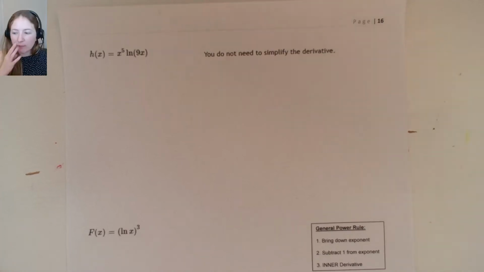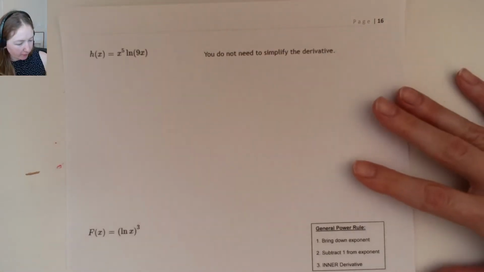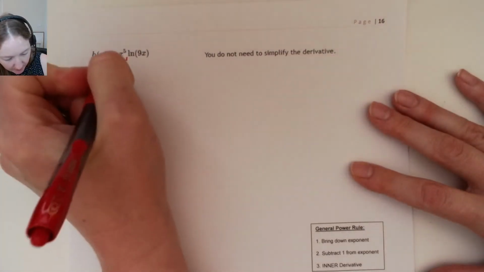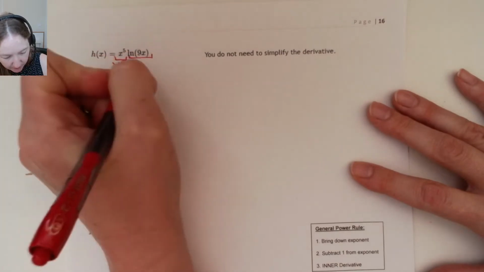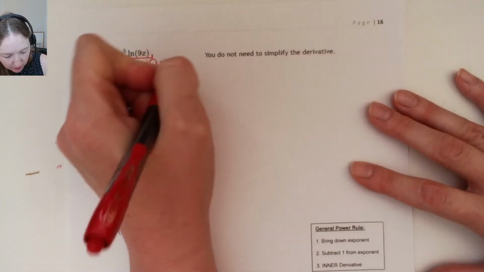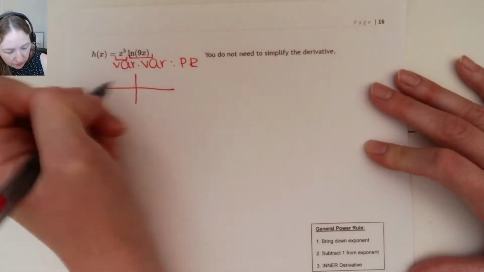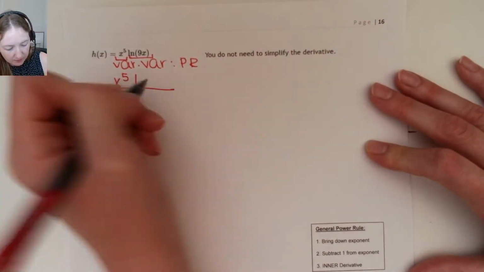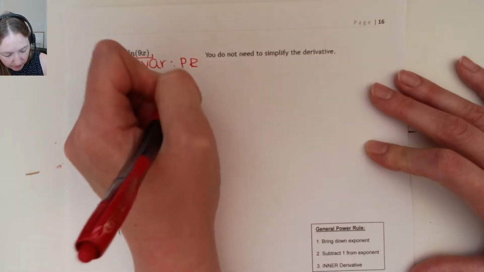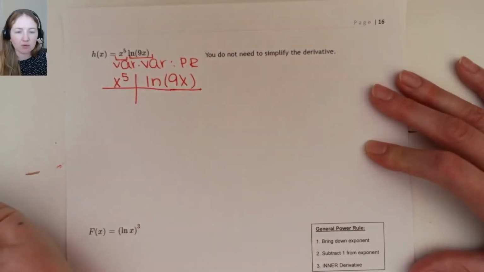Okay, so here what we notice is that we have a variable expression, x to the fifth, and that is being multiplied by another variable expression. So we do need to use the product rule. So plugging into the product rule here, I will have x to the fifth as the first function. Second function is this natural log of 9x.